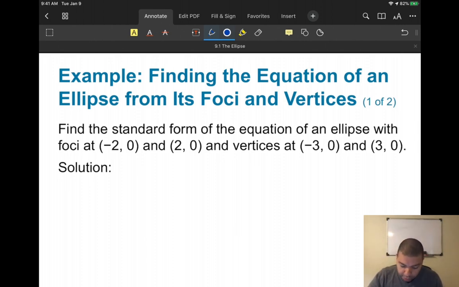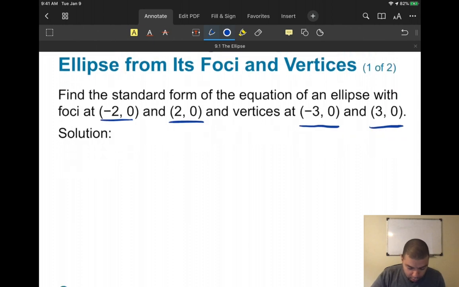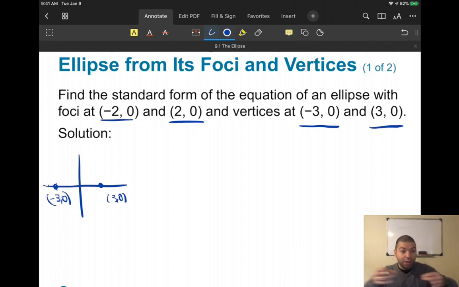So we're finding the standard form of the equation of the ellipse with foci at negative 2, 0, and 2, 0. The vertices are these. So the vertices are given, and I know the foci, right? So if I were to give a little graph, little sketch, let me graph the points first. That's -3, 0, and 3, 0. Right. So these are the vertices. So that means the longer axis, the major axis, is in the horizontal.